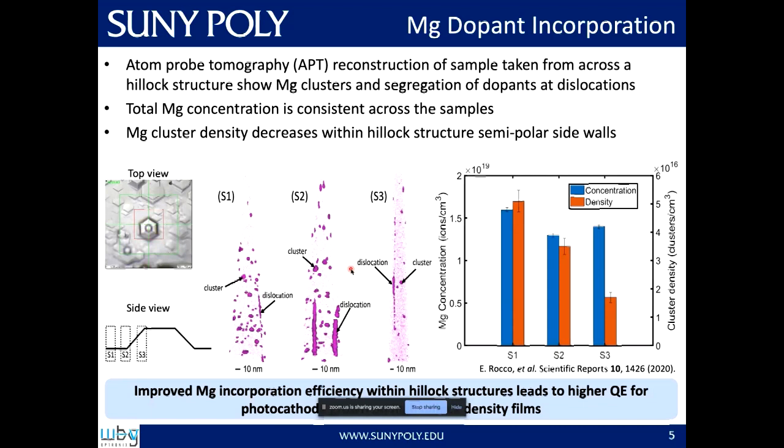And we see that the total magnesium concentration was roughly similar between all three samples, looking at these blue bar plots. But the cluster density of these magnesium clusters decreased as we moved into the helix structure. And this has shown us that there's an improved magnesium incorporation within the helix structures, which gives us a higher p-type conductivity of our films. And thus we have a higher photocathode quantum efficiency when we grow our structures on these high helix density films.